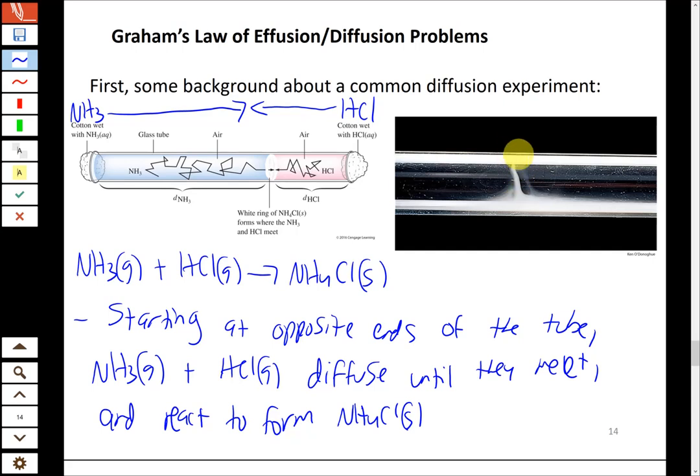So knowing the relative rates of diffusion for the two gases, which we have equations now to describe, we can predict where exactly the two gases are going to meet with each other. Is it going to be exactly in the middle of the tube? Is it going to be closer to one side, closer to the other? We can use Graham's law of diffusion to predict that.